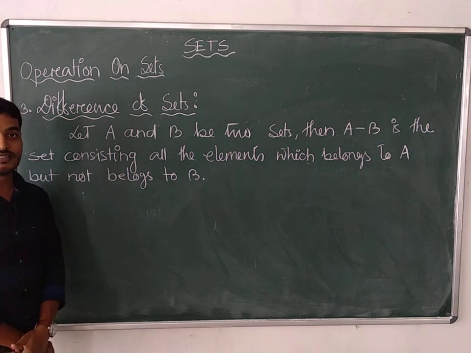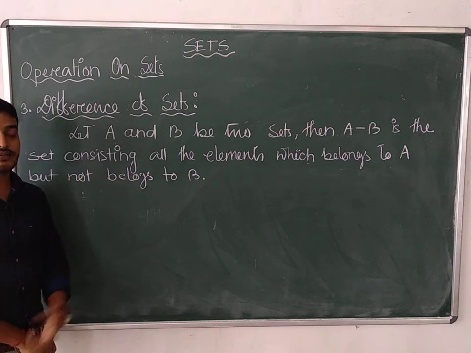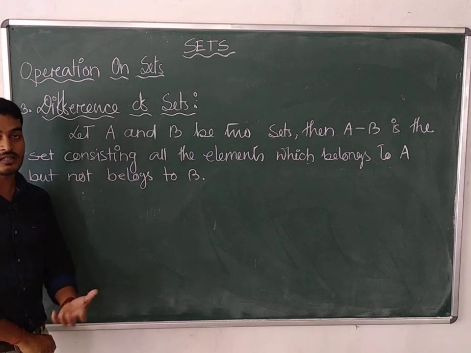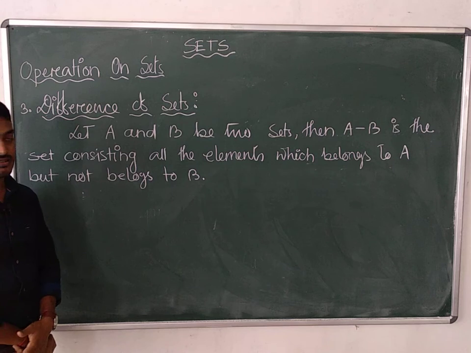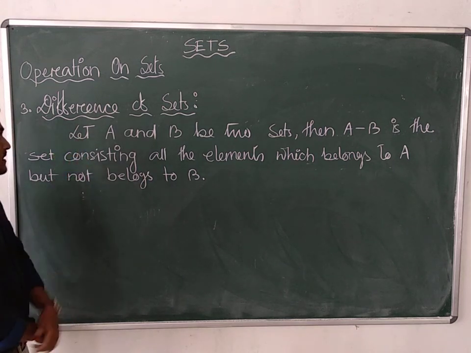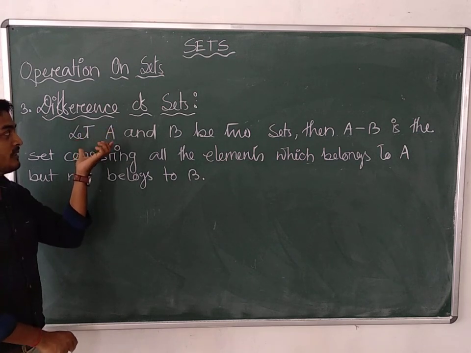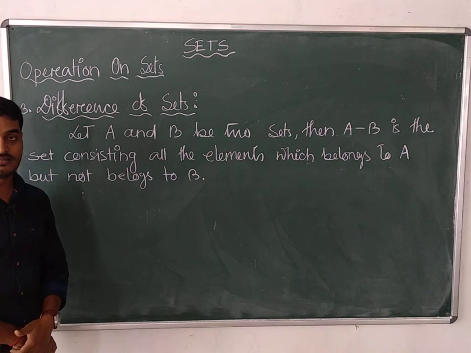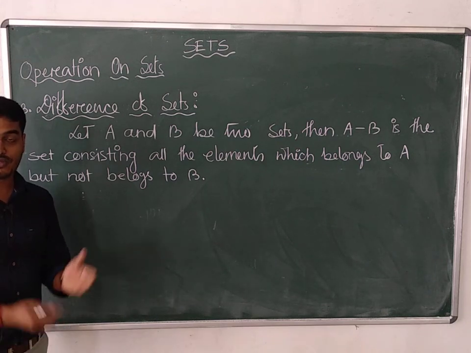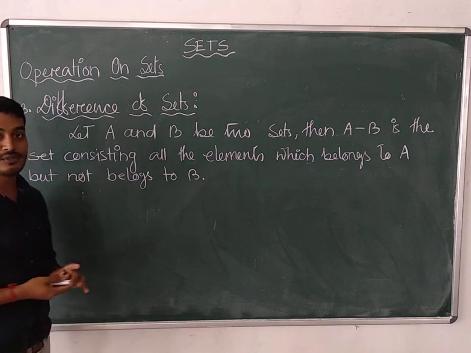I am going to start a new lecture for you people. Here in this lecture, I will try to explain the third type of operation. Already we have discussed union and intersection, and here we are going to discuss the difference of two sets. So difference of two sets means what? From the word difference you have already got the idea about the difference of two numbers. That means you have to subtract one number from the other. Here also we'll try to find the difference between two sets.